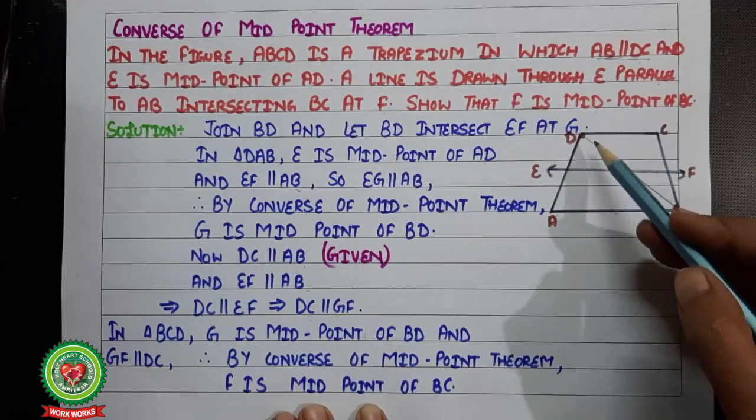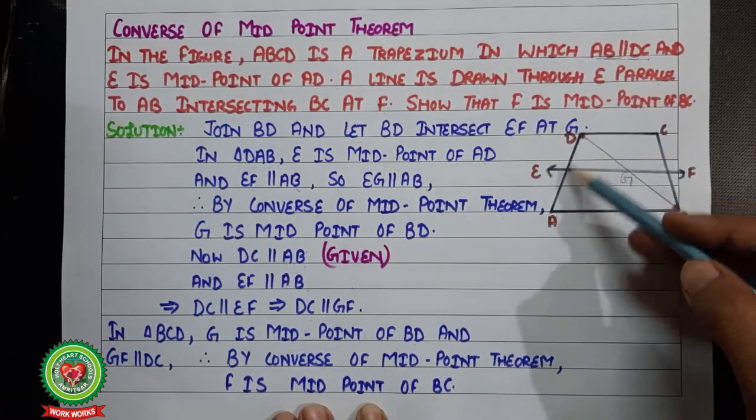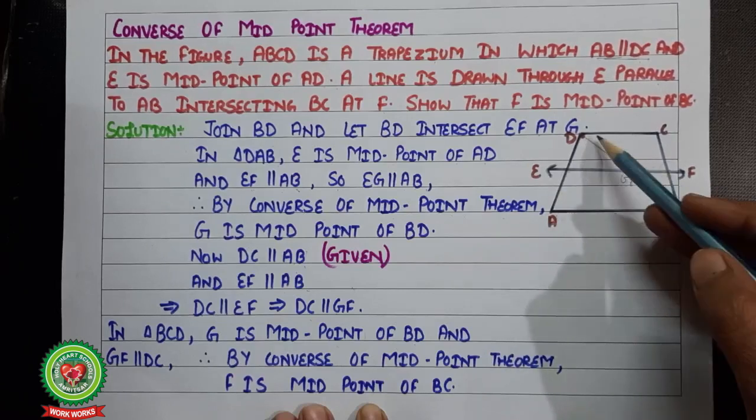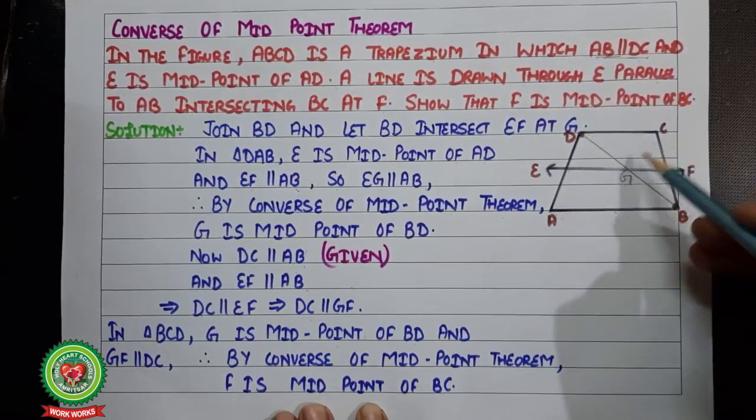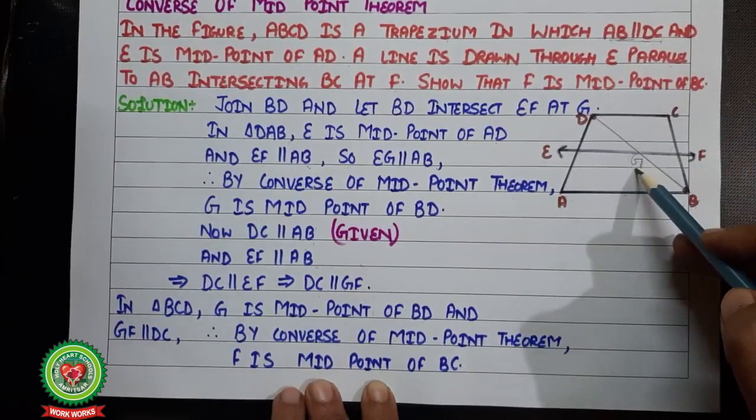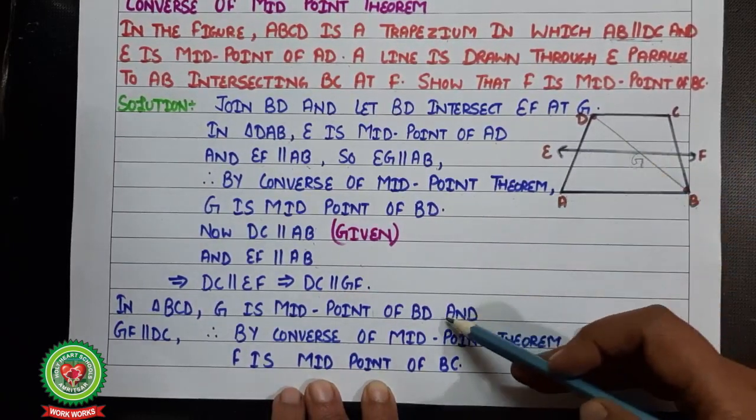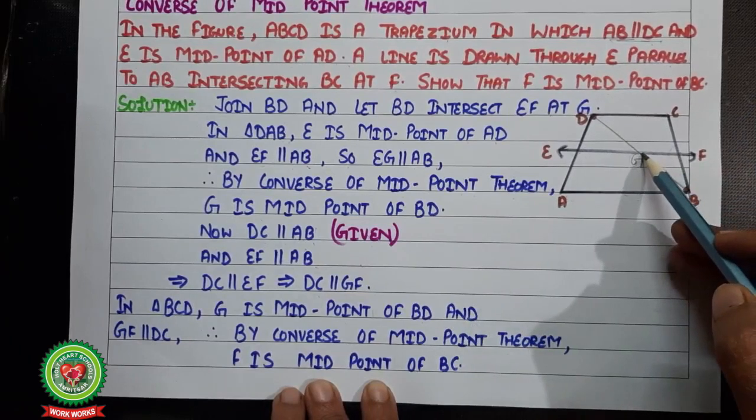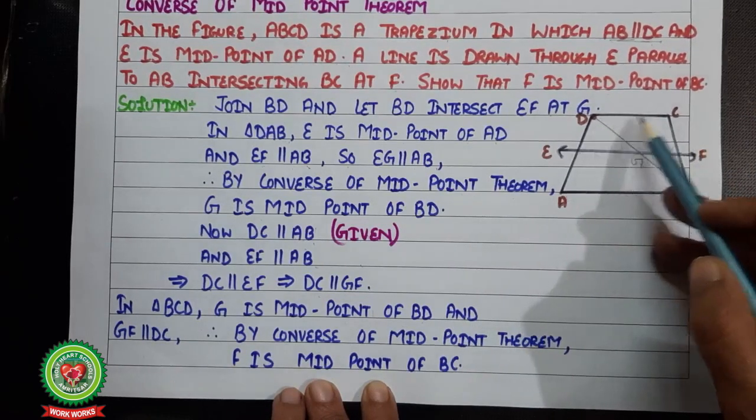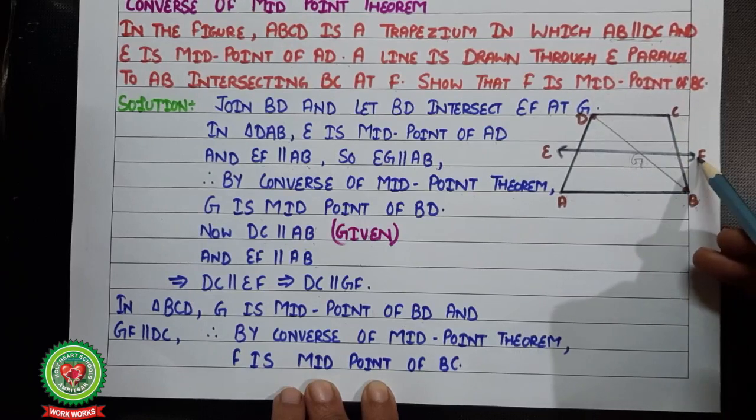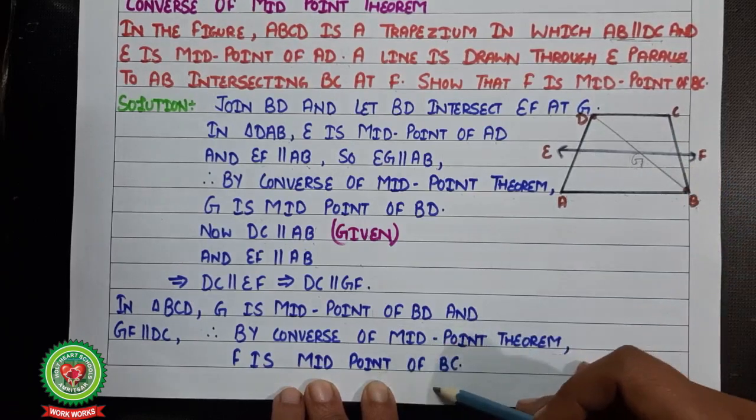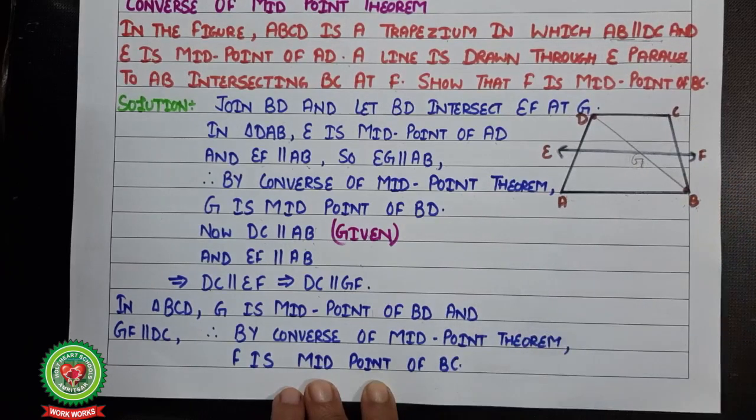Now students, first of all, we have proved for this triangle that G is the midpoint of BD. Now come to this triangle. In triangle BCD, G is the midpoint, as we have proved earlier by the converse of midpoint theorem, and GF is parallel to DC. So therefore, by the converse of midpoint theorem, F is the midpoint of BC. So students, this was the application of the converse of midpoint theorem. I hope this is clear to you and now you will be able to solve the related questions. Thank you and have a nice day.